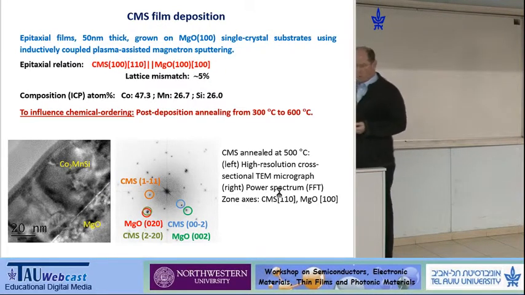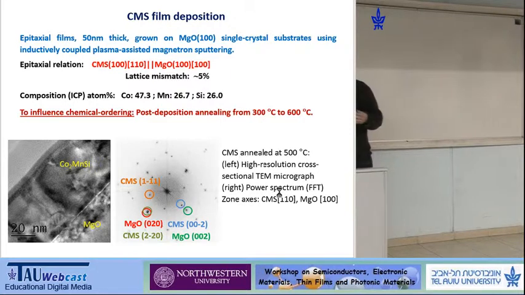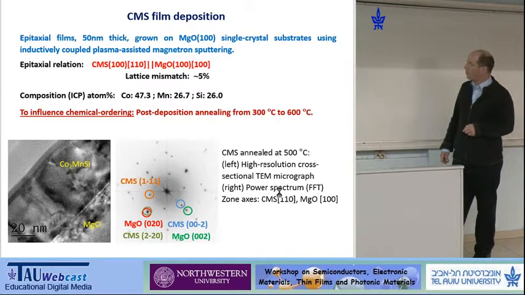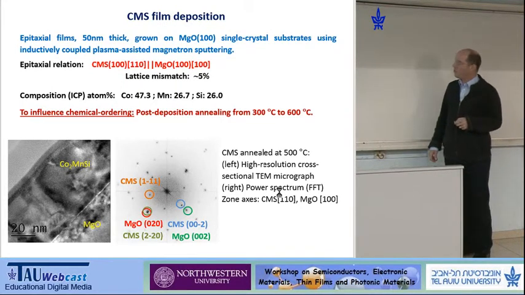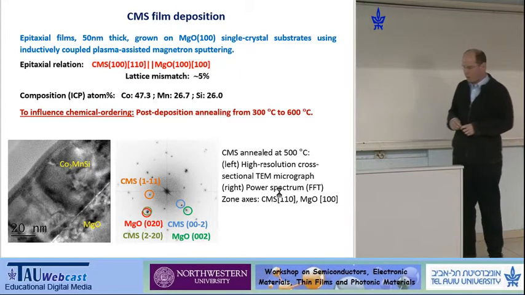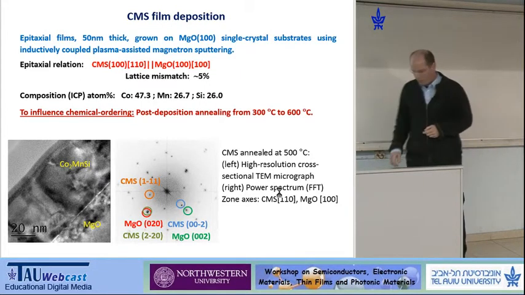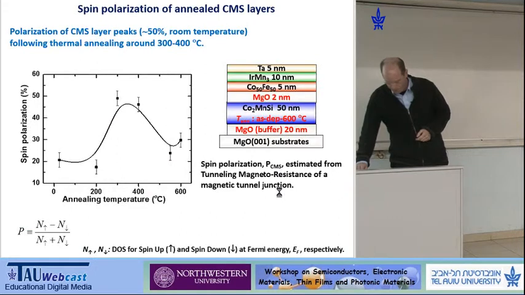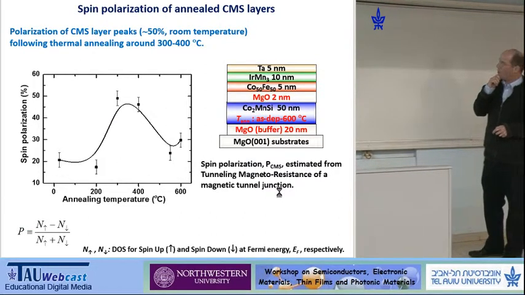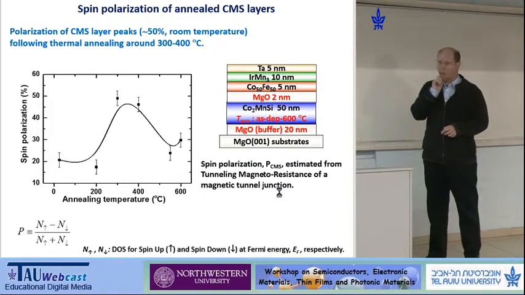Basically, we wanted to influence chemical ordering by the degree of post-growth annealing. So we had a certain range of annealing, and these are also annealing temperatures which are in the range which can be considered for the fabrication of the device. So this is what we got. We got a fairly typical result of what you can find in the literature.